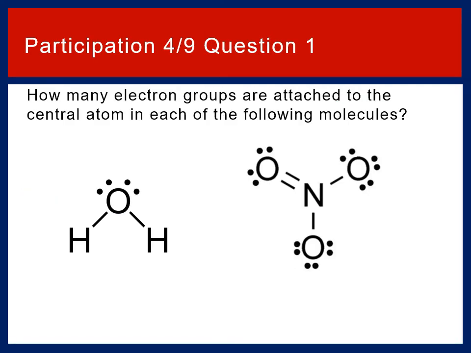Brings us to question 1 for participation 4-9. How many electron groups are attached to the central atom in each of the following molecules? So I have a water molecule and a nitrate molecule, and for each of those I would like to know the number of electron groups attached to the central atom. This is question 1 for participation 4-9, due Friday, April 9th at 11:55 p.m. over on Blackboard. Link to the assignment is right below the links to these videos. Again, how many electron groups are attached to the central atom in each of the molecules? It's water and then nitrate.